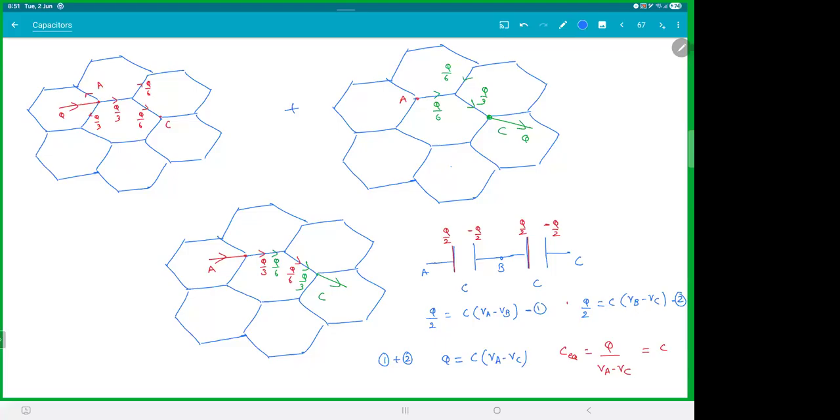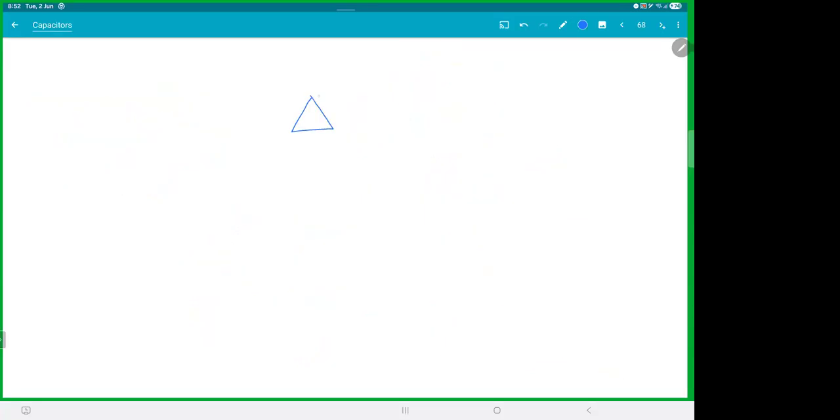Any doubts on this? I hope you got the process now, right? So tomorrow someone will come and say like this. We have a circuit where all are triangles. They can play like this and they'll say there are infinite triangles like this. They will say this is A and this is B and find VA minus VB. So this is how you handle infinite grids.